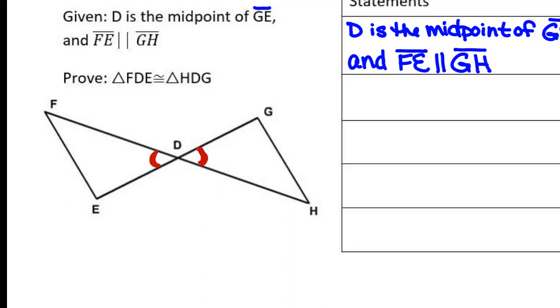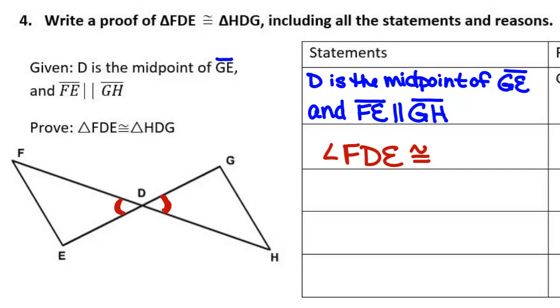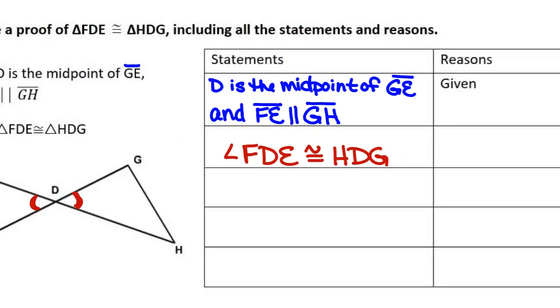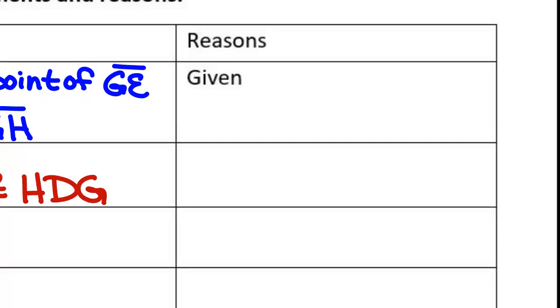D has to be in the middle because it's the vertex. So like this first angle I could call angle FDE. Angle FDE is congruent to, what would I call the other angle? HDG. Or you could call it GDH. As long as D is in the middle, you're good. What kind of angles did we say those were again? Vertical angles. So we are using our vertical angles theorem.